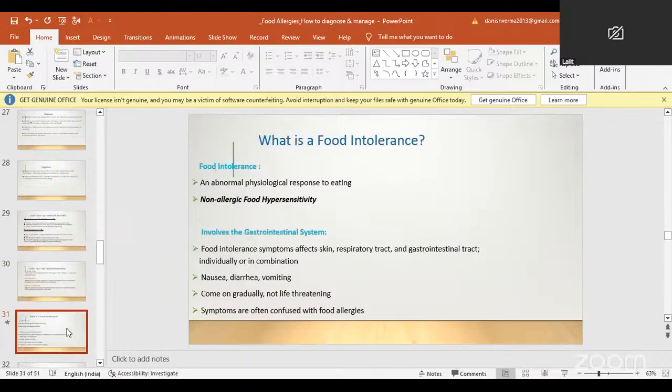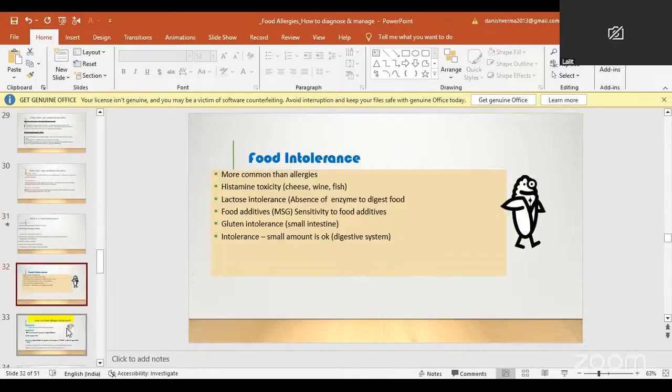Now, what is food intolerance? It is your abnormal physiological response to eating, non-allergic food hypersensitivity, as we call it. Food intolerance usually affects your skin, respiratory, and GI tract, usually presenting in the form of nausea, diarrhea, and vomiting. It is not life-threatening. Symptoms are often confused with food allergies. Intolerance is more common than food allergies, we know that. It can happen with histamine toxicity when you eat cheese, wine, and fish.